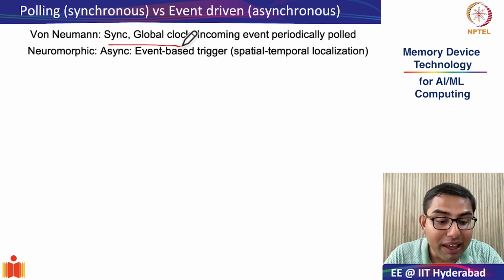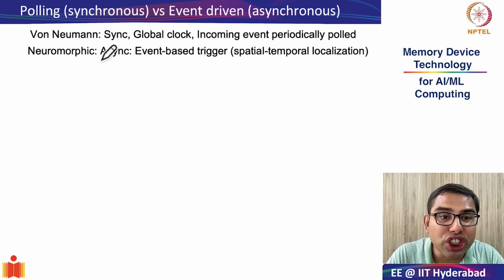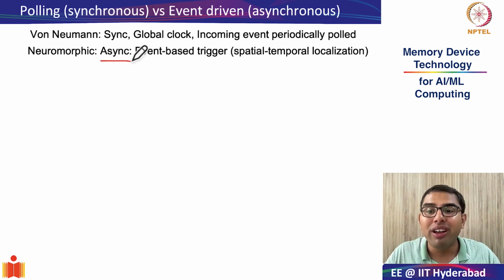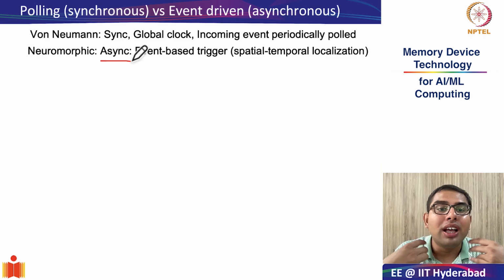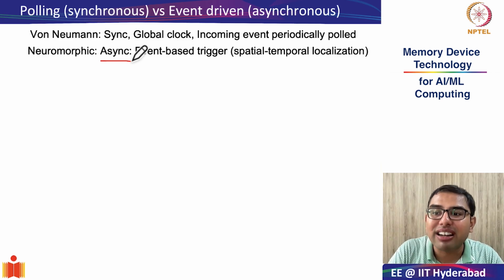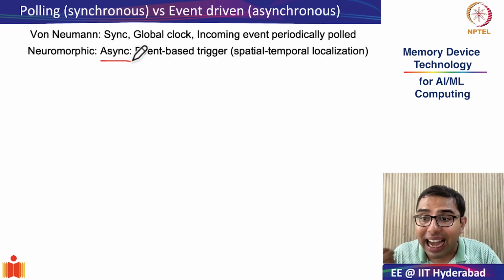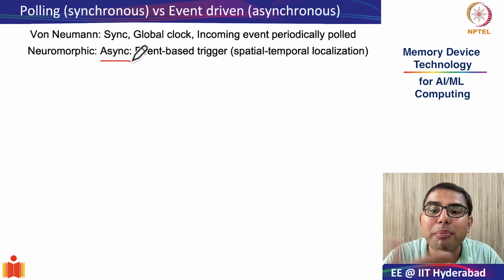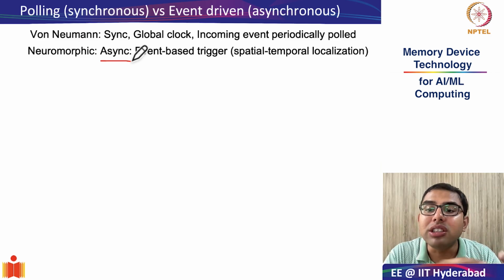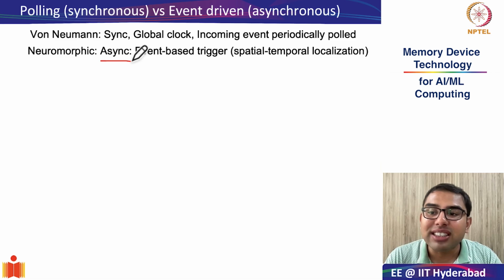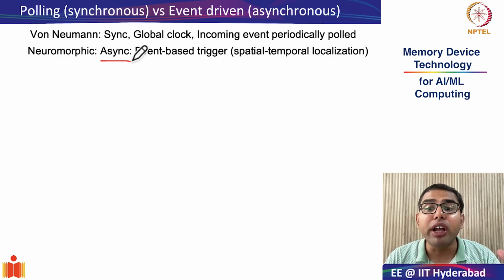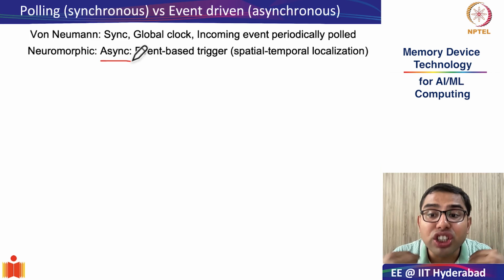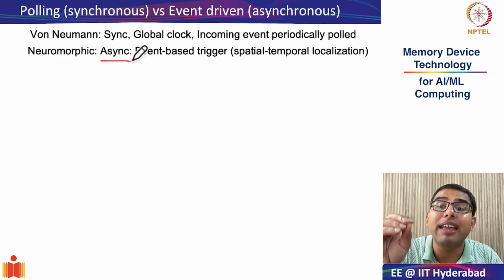However, event-driven computing is essentially asynchronous. There is no global clock. This is similar to notification that comes on your phone, which is active only when a new email arrives. So you do not waste your time and energy constantly refreshing. And that is how even the brain or event-based sensors do computation. Things happen or energy is spent only when an external event is triggered.